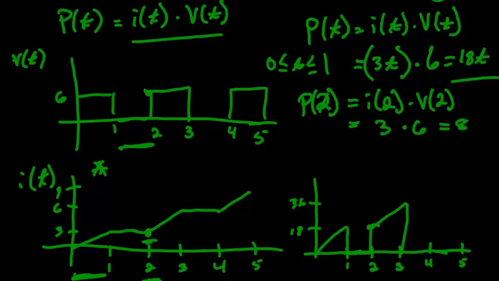Because look, v of t is 0 from 1 to 2. So 0 times anything is 0. I thought it's constant at 6. No, it's constant at 6 from 0 to 1. So this time interval, 1 to 2, is 0. It doesn't matter what v of t is. And then 2 to 3 is 6.